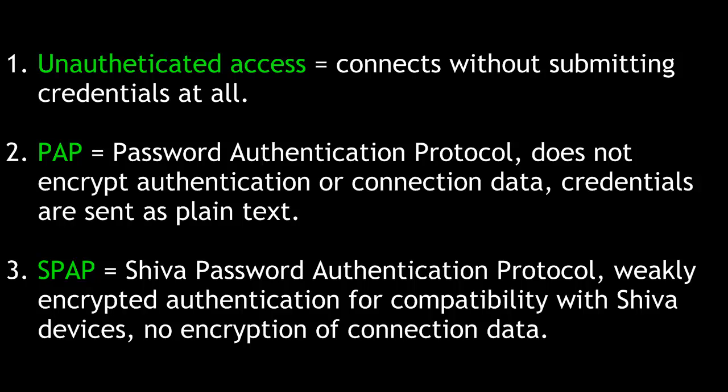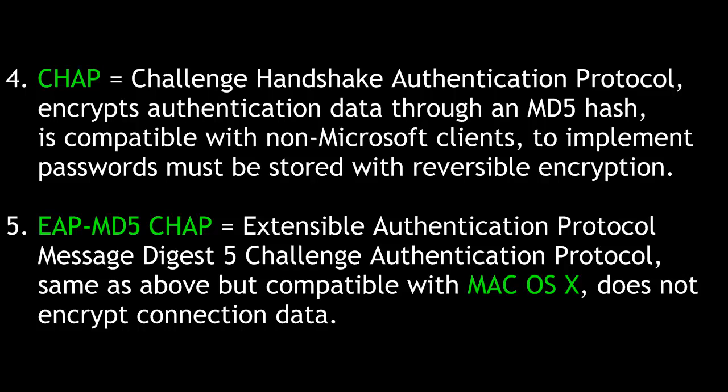The next option, SPAP, or Shiva Password Authentication Protocol, uses weak encryption for authentication. It's compatible with Shiva devices, but since there's no encryption of the connection data and the authentication encryption is weak, it's recommended that you use other protocols on modern systems. The next available option is CHAP, or Challenge Handshake Authentication Protocol. This encrypts authentication data through an MD5 hash, and it's compatible with non-Microsoft clients. However, to implement this kind of authentication, passwords must be stored with reversible encryption, and if you do this, you must also reset the passwords.